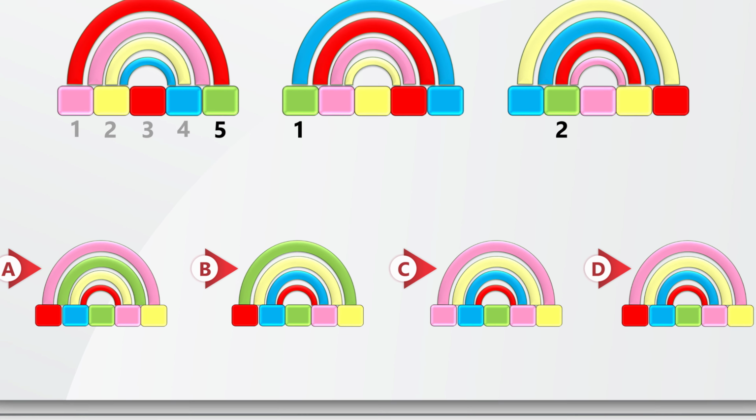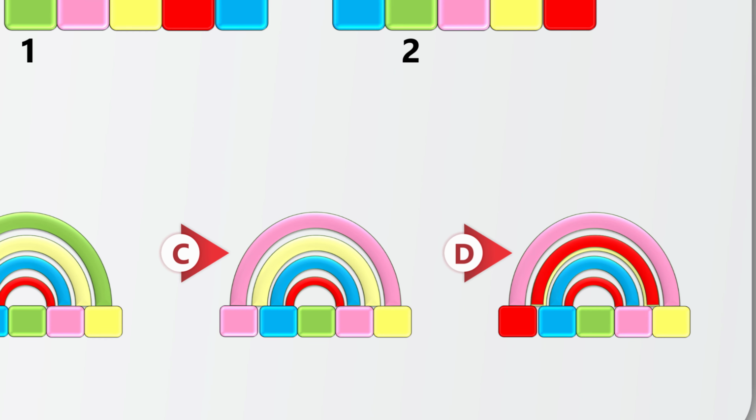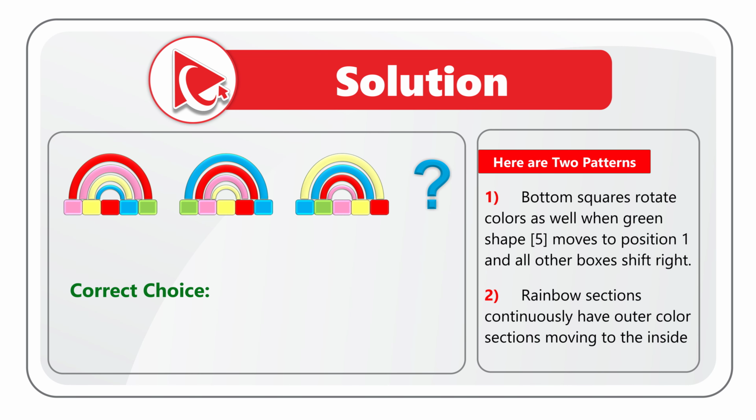So to find the correct solution, we need to look for the red section being the most inside section of the rainbow, which matches choice D. This was a very tough challenge. Hopefully you've nailed this one and now know how to answer similar problems on the test.